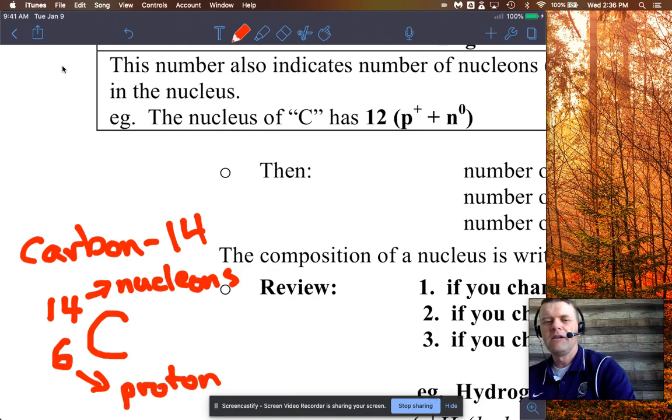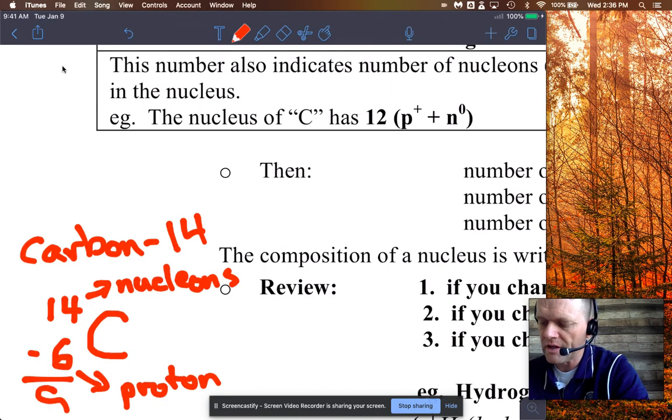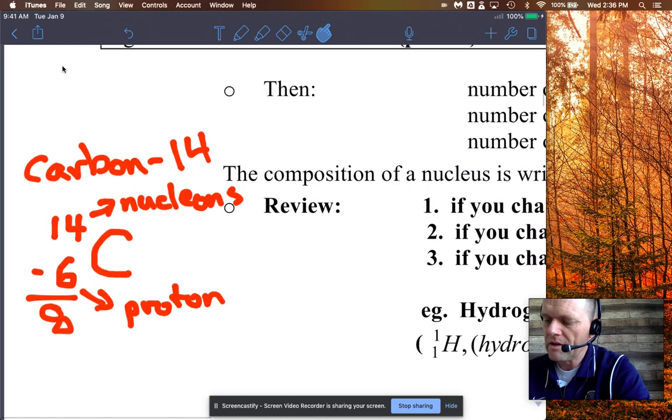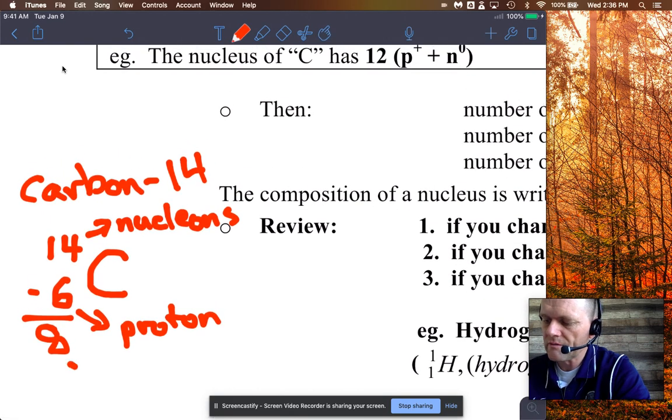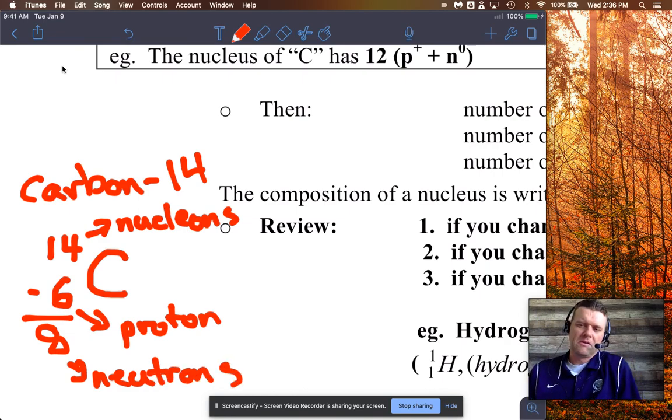Now if you need to know the number of neutrons, like I already mentioned, the math is really simple. All you have to do is go 14 minus 6 and you get 8. So that 8 would be the number of neutrons. Try not to confuse neutrons with nucleons. But anyway, it's just vocabulary. You guys will get it real quick.